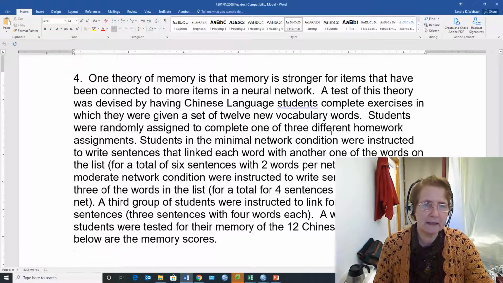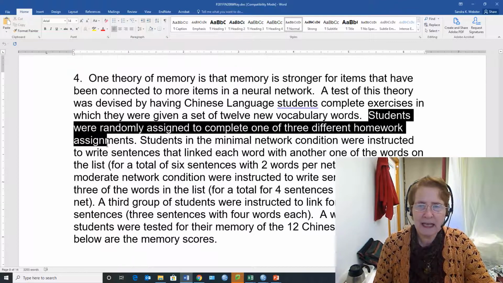This sentence in the problem tells us the design. We have 3 conditions, and we have different people in each one. They are independent. We can't do independent samples t-tests because that would increase our chance of making a type 1 error. We'd have to do 3 of them, and that would be the wrong way to do it. So in this problem, we need to do an analysis of variance, and it's between groups.